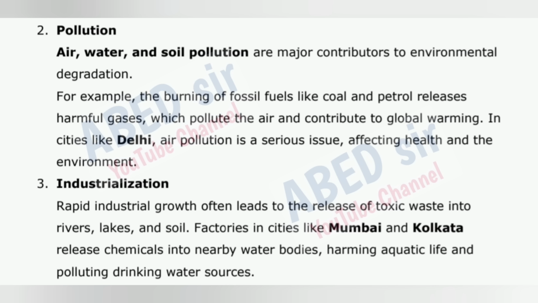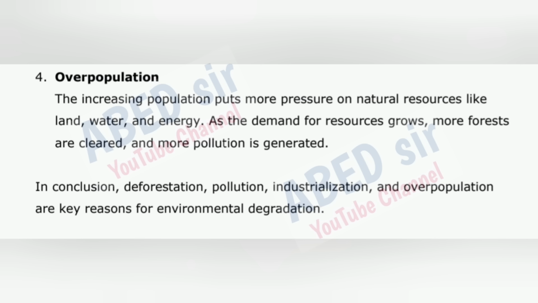3. Industrialization. Rapid industrial growth often leads to the release of toxic waste into rivers, lakes, and soil. Factories in cities like Mumbai and Kolkata release chemicals into nearby water bodies, harming aquatic life and polluting drinking water sources. 4. Overpopulation. The increasing population puts more pressure on natural resources like land, water, and energy. As the demand for resources grows, more forests are cleared and more pollution is generated. In conclusion, deforestation, pollution, industrialization, and overpopulation are key reasons for environmental degradation.